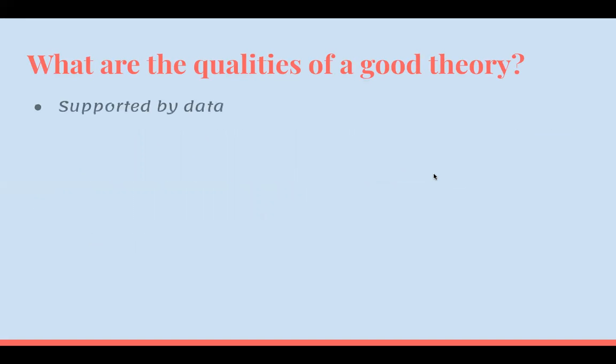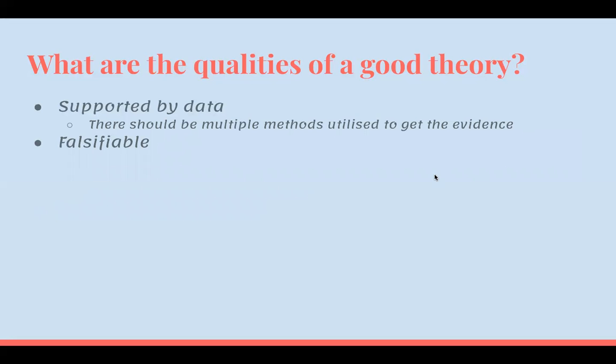All this information sets up what a theory is and how it applies in research, but it does not answer the question of what are the qualities of a good theory. A good theory is one that is supported by the data, meaning that there's evidence supporting the theory. A good theory is also falsifiable, which means that there's a possible manner of collecting data in order to prove the theory wrong.